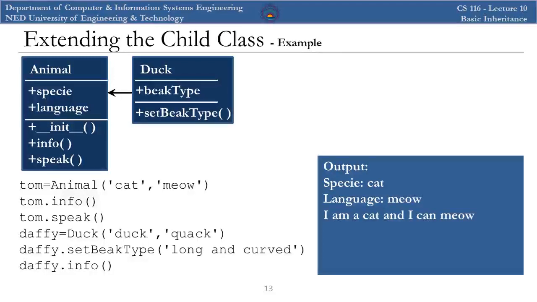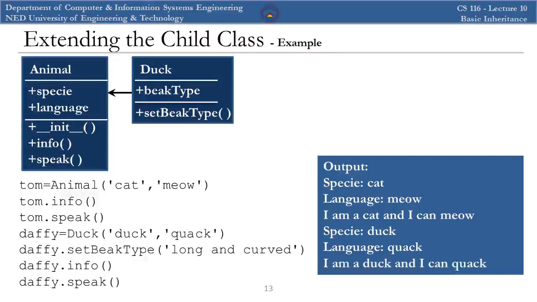Now let's print the info. Since we did not change this method and we did not define any custom method in duck, this will be called from animal class again. So animal class has access to only two instance variables, species and language, and those have been printed here. Duck and quack, and speak will print this in a different format, right? So this shows that duck class can access all the attributes and methods of its base class animal, and it can have attributes and methods of its own as well.